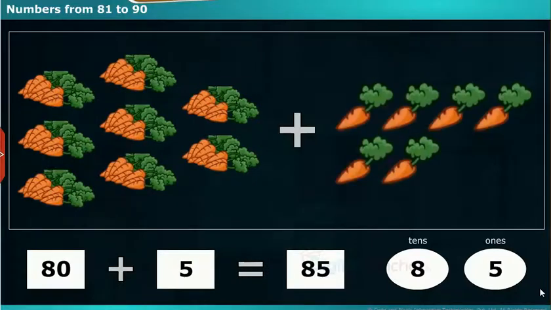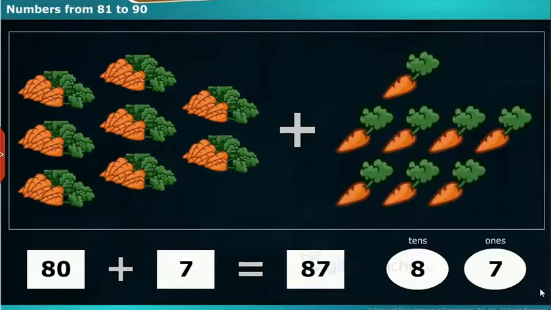One more carrot has grown on day 6. So, 80 plus 6 is equal to 86. Total is equal to 86 carrots. One more carrot has grown on day 7. So, 80 plus 7 is equal to 87. Total is equal to 87 carrots.